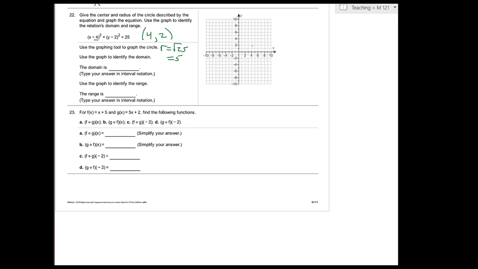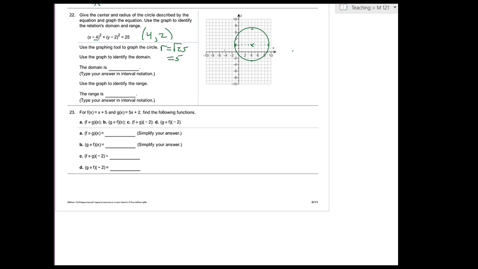So here's 4, here's 2, and my radius is 5: 1, 2, 3, 4, 5, 1, 2, 3, 4, 5, and we're going to go up to 7. We're going to go down to 3, great. And let's try to draw a circle here. Oops, it's that kind of circle tool. Looks pretty good. There's our circle.